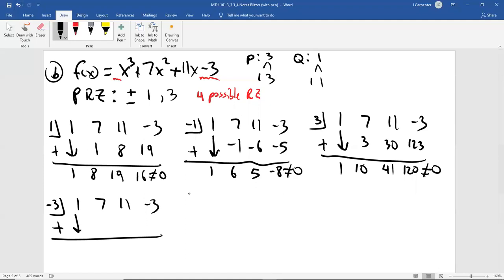Bring the 1 down. 1 times negative 3 is negative 3. 7 minus 3 is 4. 4 times negative 3 is negative 12. 11 minus 12 is negative 1. Negative 1 times negative 3 is positive 3. Wipe the sweat off your forehead. Negative 3 plus 3 is 0. That's what we want. We finally found a 0 that works.